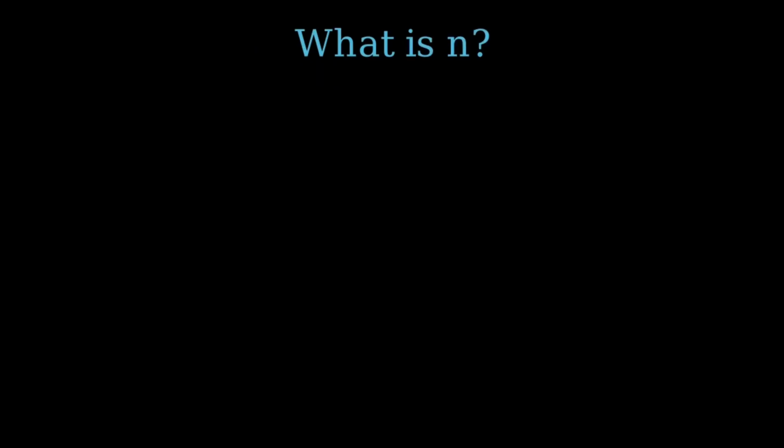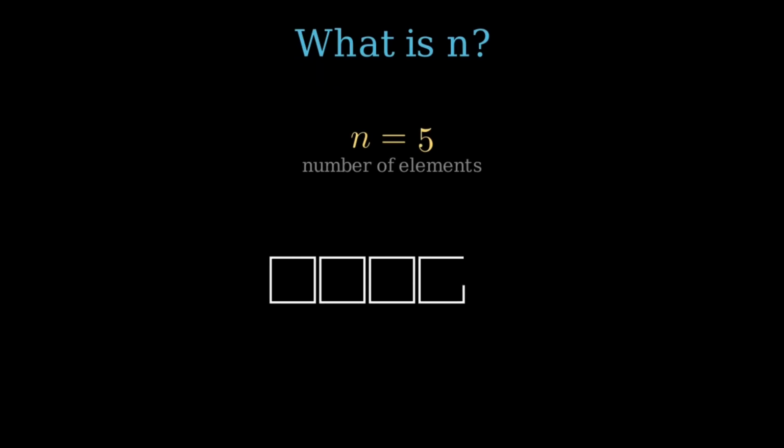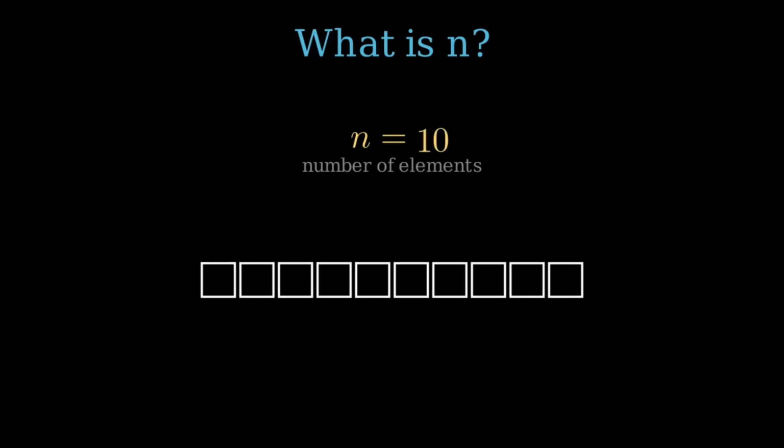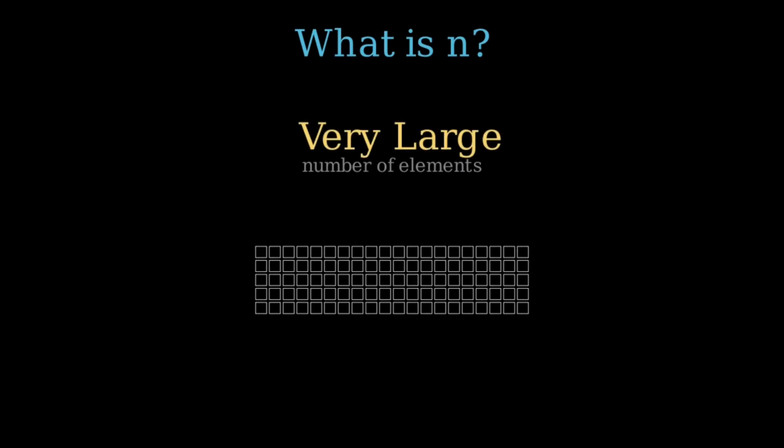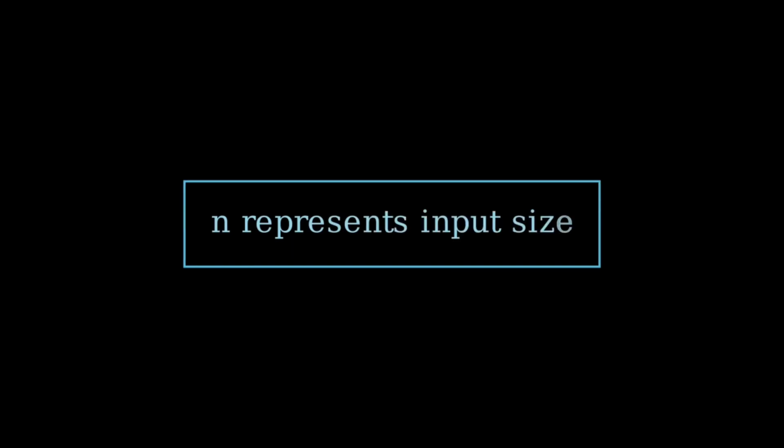To talk about input size clearly, we use a simple variable n. If an array has 5 elements, then n is 5. If an array has 100 elements, then n is 100. So, n is simply a way to represent how big the computational problem is.